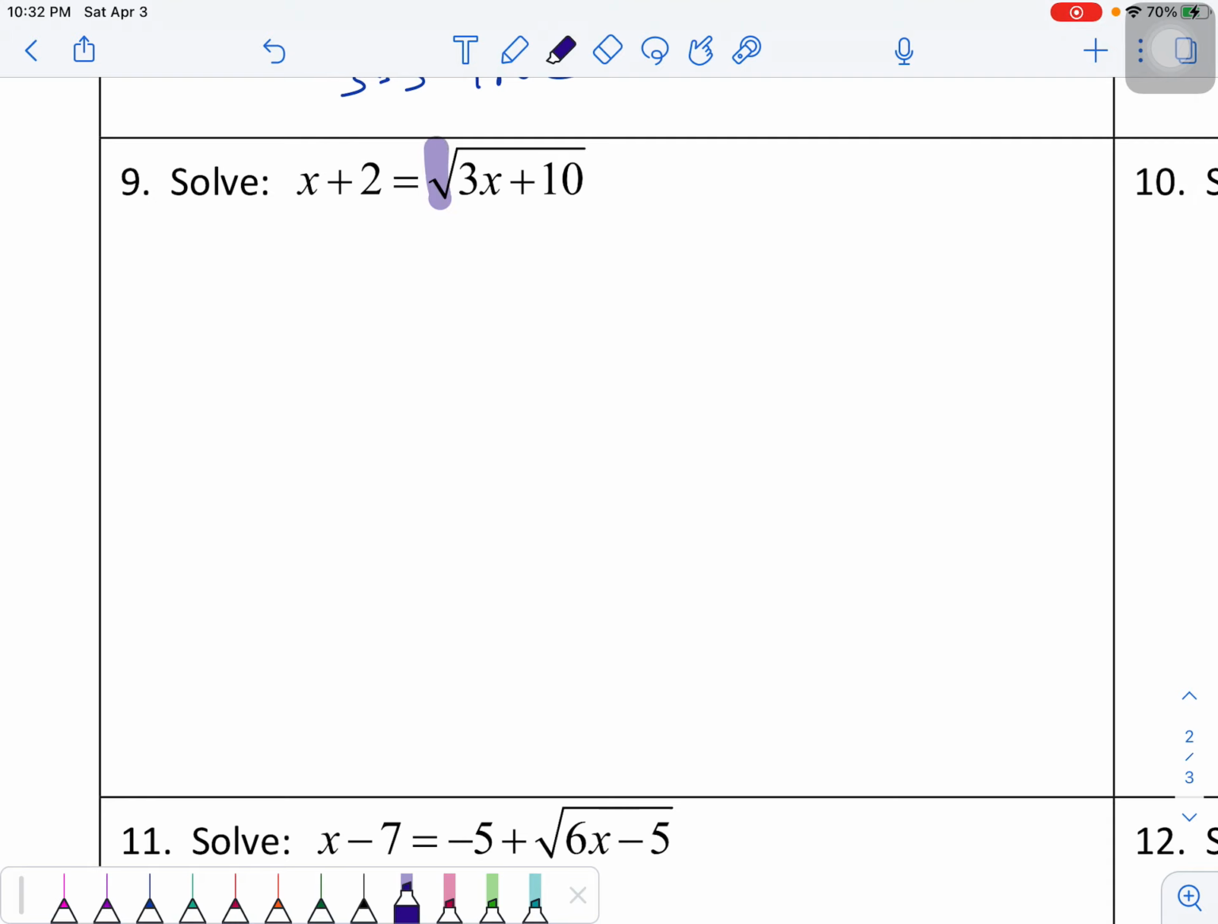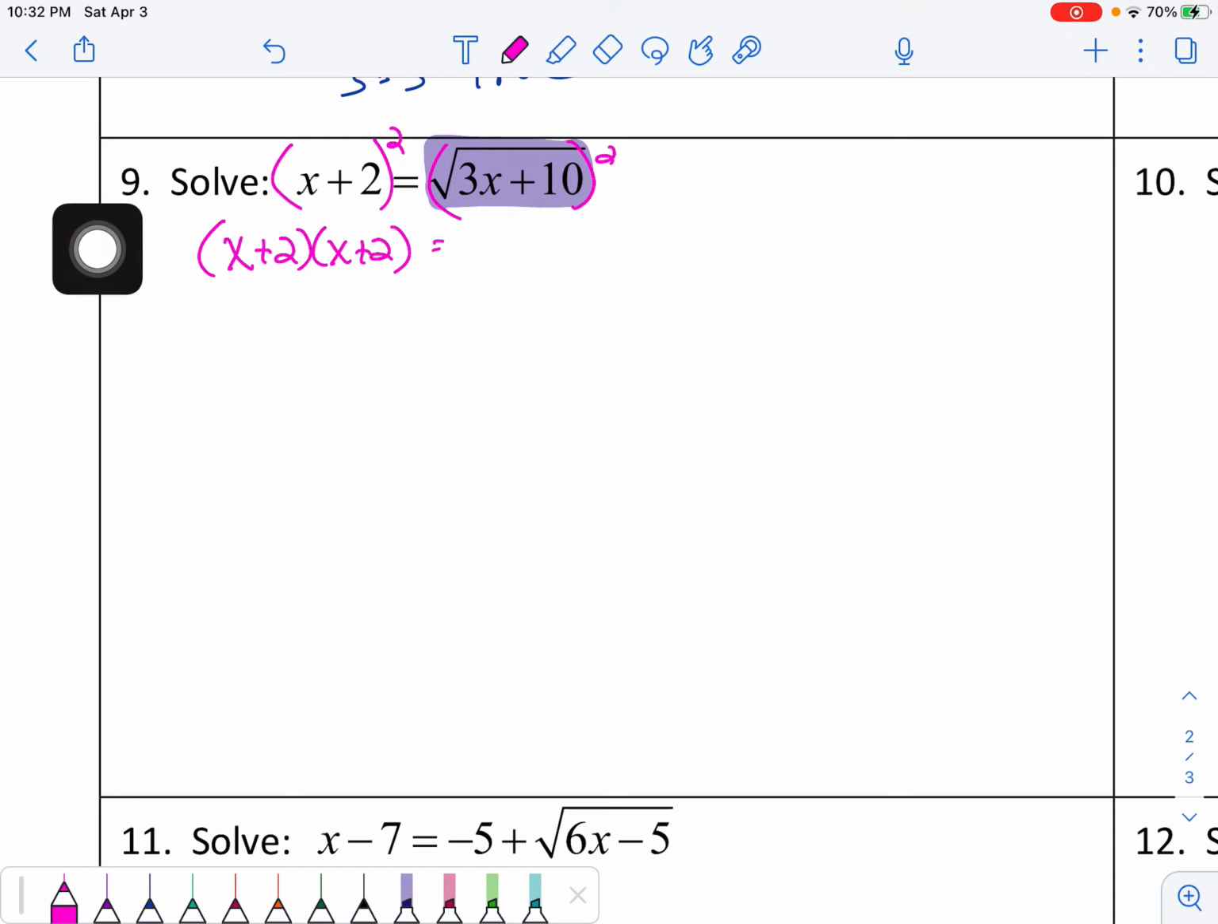First thing I want to do is look for my radical. And my radical is already completely isolated. So I am going to simply square both sides. Now, this is the part on the left side where we've got to be careful. First semester, we did some work with multiplying our expressions here. And so what you need to remember is x plus 2 squared is really x plus 2 times another x plus 2. On the right side, the square and the square root will cancel each other out, and so you're just left with 3x plus 10.